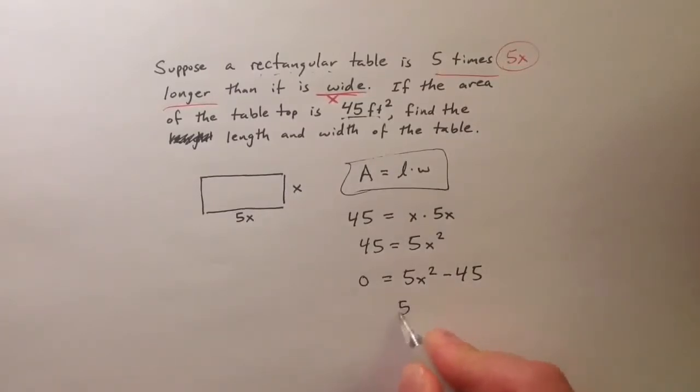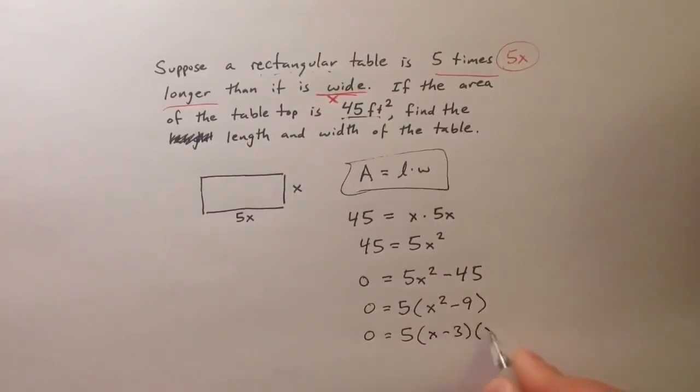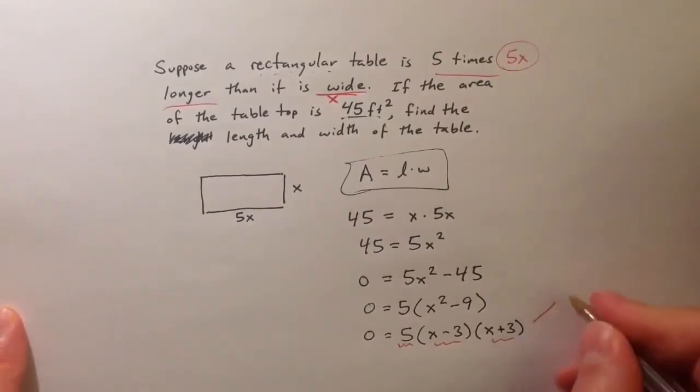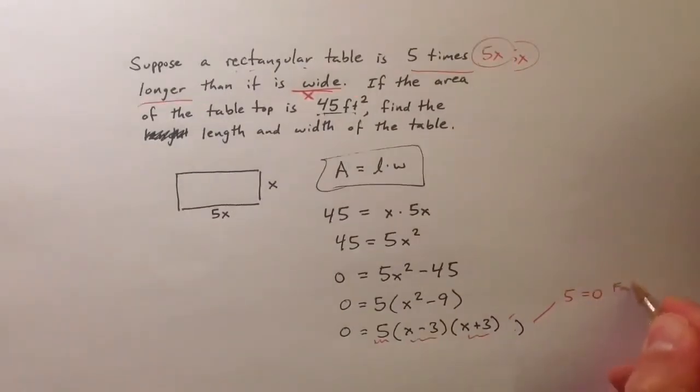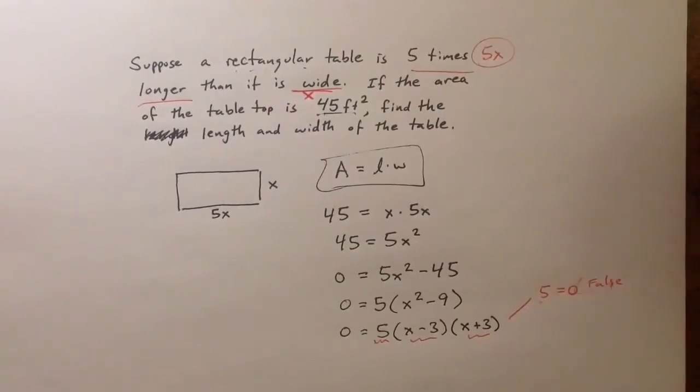I can factor out a 5 first, because that's a common factor. 45 is 5 times 9. And now we notice that we have the difference of two squares here. So I have 0 equals 5 times x minus 3 times x plus 3. The principle of zero products allows me to take each of these factors and set them equal to 0. Well, the first factor isn't going to make much sense at all. 5 equals 0 is just not true. So that's not going to give us a solution.